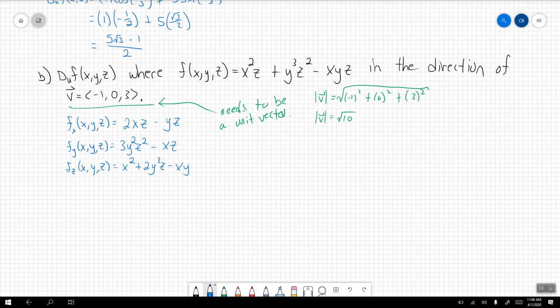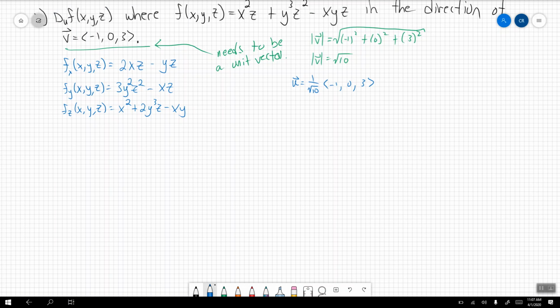So here goes my unit vector. The unit vector is going to be 1 over root 10 multiplied by -1, 0, 3. Nice. Alright, so now we have the unit vector, and now we have all the partial derivatives, which means we can now start writing this directional derivative. So the directional derivative for this function f of x, y, z will now be the first partial derivative with respect to x.